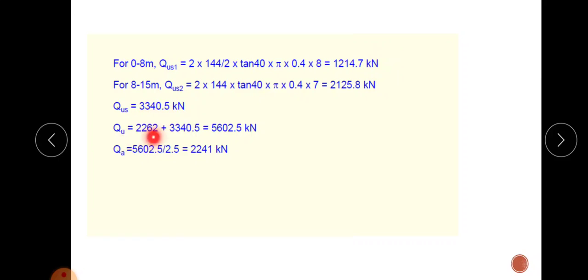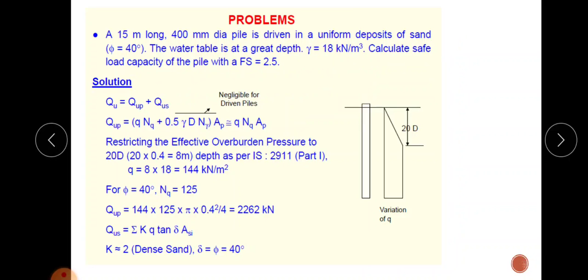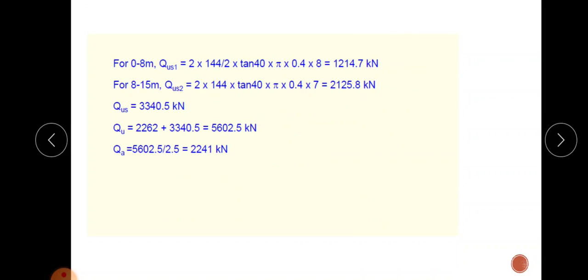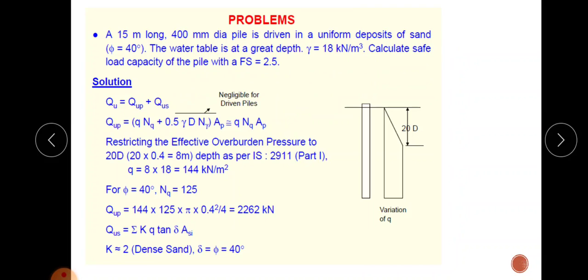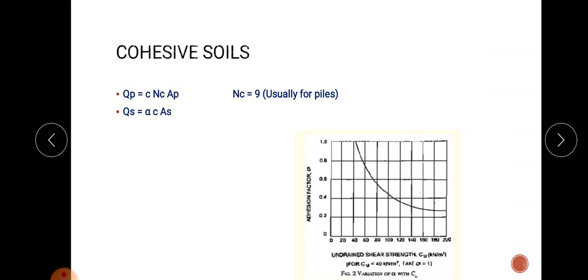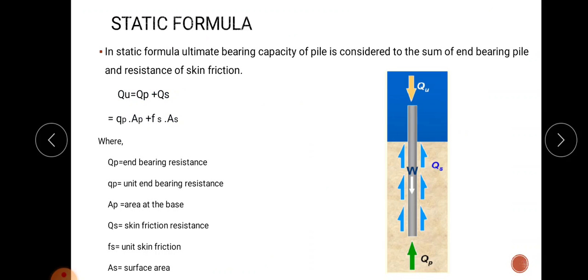Then Q is equal to QP plus QS, that is the answer. In the question it is asked to calculate the safe load. So safe load is equal to ultimate load divided by factor of safety, which gives 2241 kilonewton. So this is the procedure for calculating ultimate bearing capacity using the static method. In the static method, Q is equal to QP plus QS, that is end bearing resistance plus skin friction resistance. The sum of end bearing resistance and skin friction resistance is the ultimate bearing capacity of the pile.